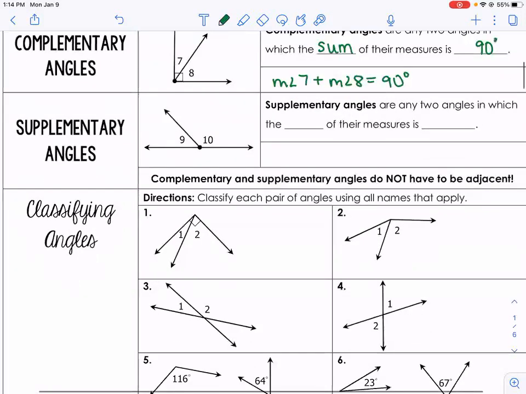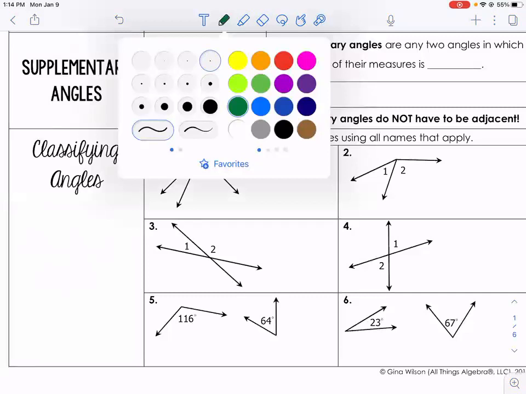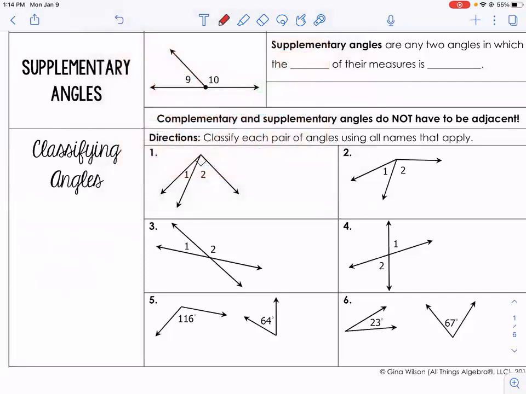So what about supplementary angles? What do you think, Sophia? Their sum is 180 degrees. So it's two angles. Their sum is 180. So in this picture, we have the measure of angle 9 plus the measure of angle 10 is 180.